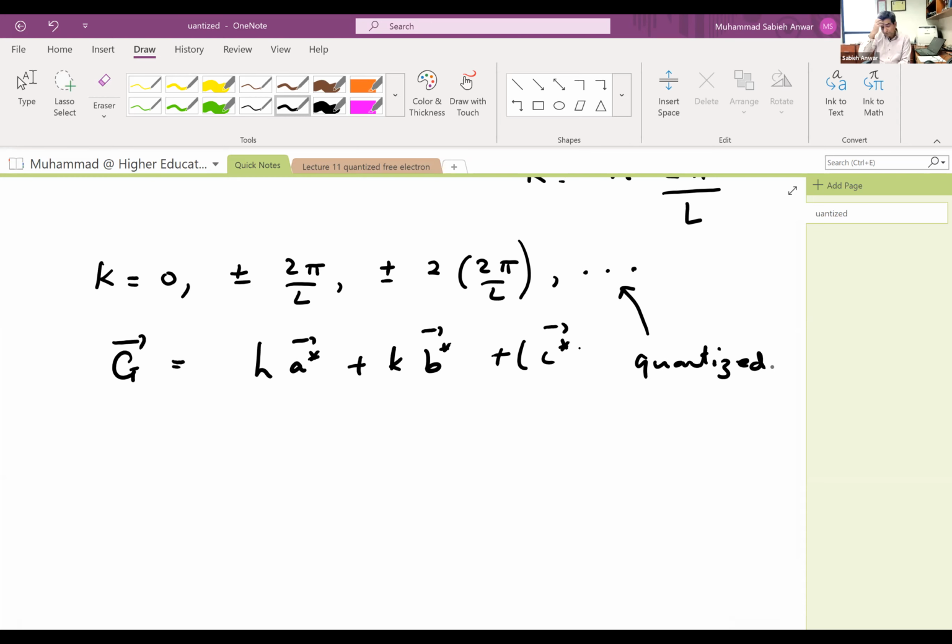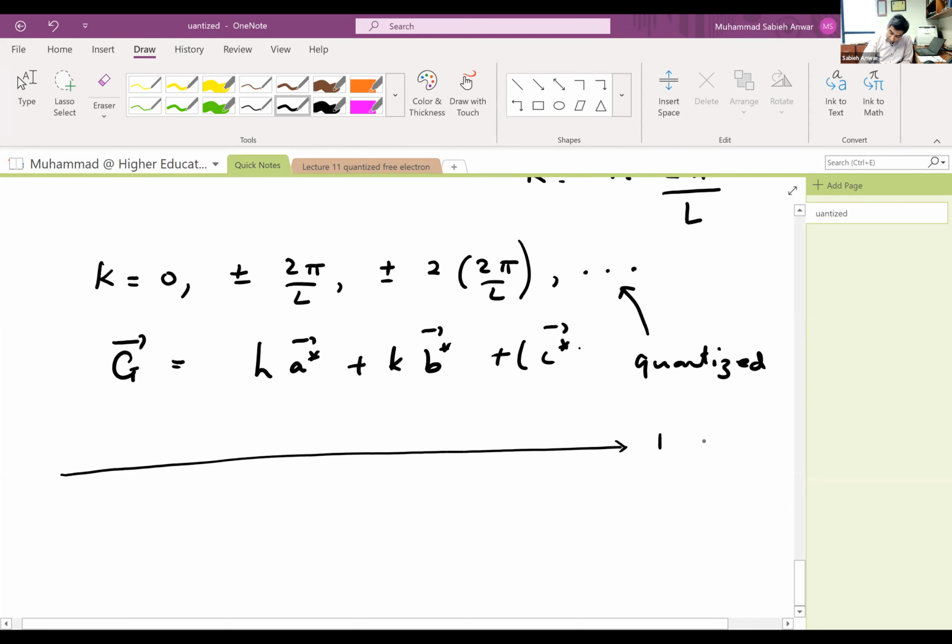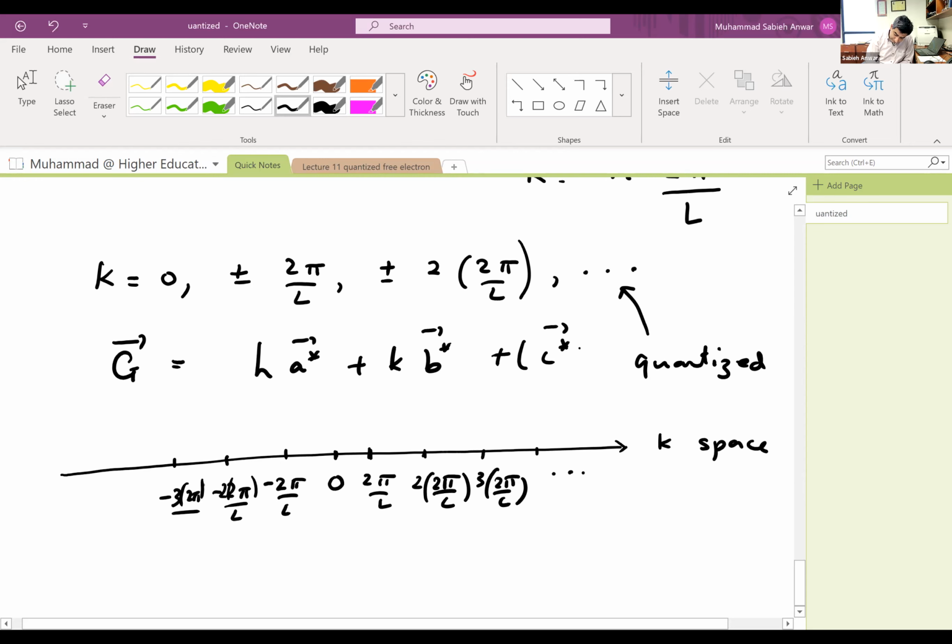So if the value of K becomes quantized, let me draw the K space. Now K can be 0, K can be 2 pi over L, 2 into 2 pi over L, 3 into 2 pi over L. Likewise, we can go to the other side. Only values of K that lie on these tick marks are allowed.